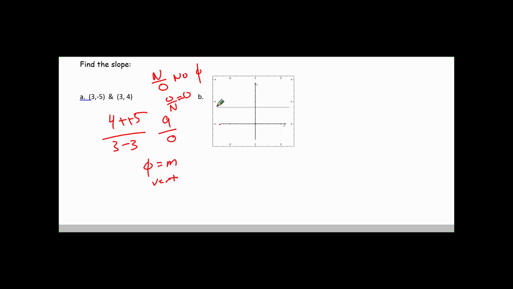Alright, in this one, we have a horizontal line. I think it's here because this is the x-axis. So a horizontal line always has a slope of 0. I don't have to do any work as long as I realize horizontal is slope of 0. Vertical has a slope of undefined.